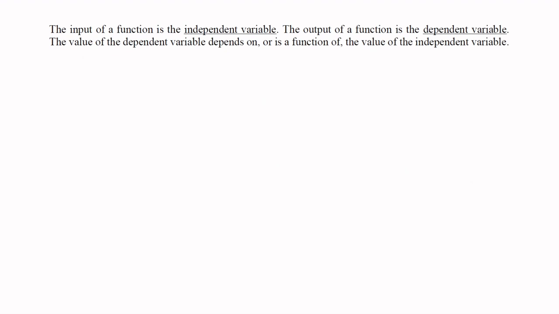The input of a function is the independent variable. The output of a function is the dependent variable. The value of the dependent variable depends on, or is a function of, the value of the independent variable.